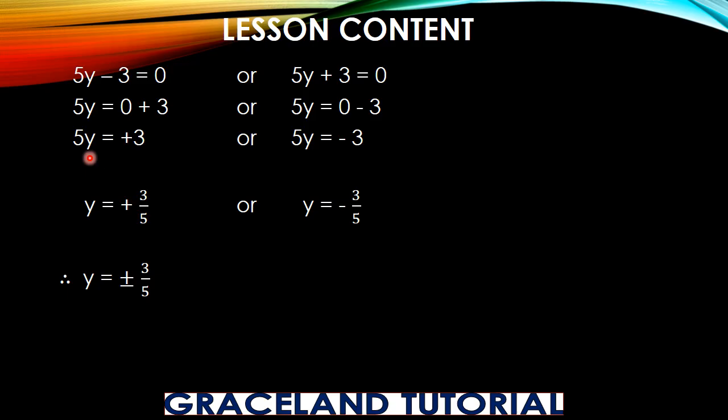Now to solve y in both equations, you divide both sides by 5. So in the first equation, y will be equal to plus 3 over 5. Or in the second equation, y will be equal to minus 3 over 5. So at the end of the day, the final answer will be y is equal to plus or minus 3 over 5.